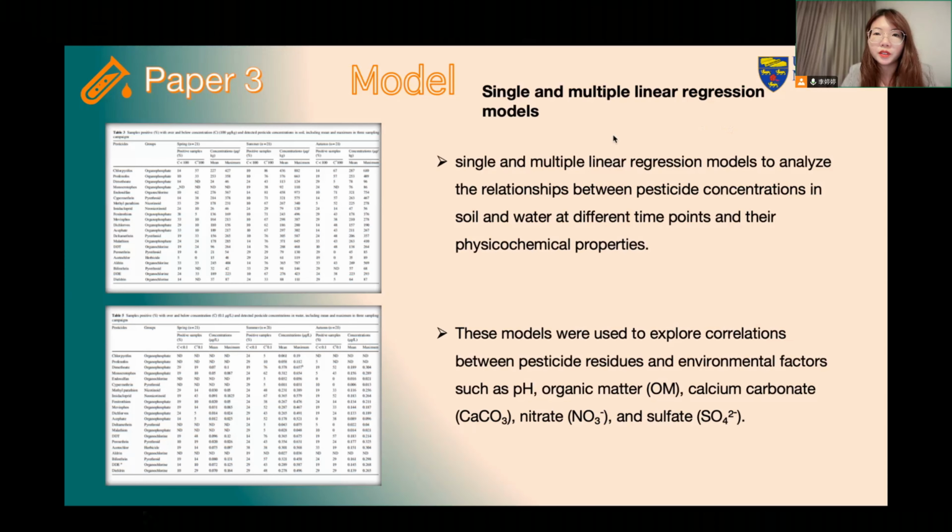This picture uses single and multiple linear regression models to analyze the relationship between pesticide concentrations in soil and water at different time points and their physical-chemical properties. These models were used to explain correlations between pesticide residues and environmental factors such as pH, organic matter, calcium carbonate, nitrate, and sulfate.